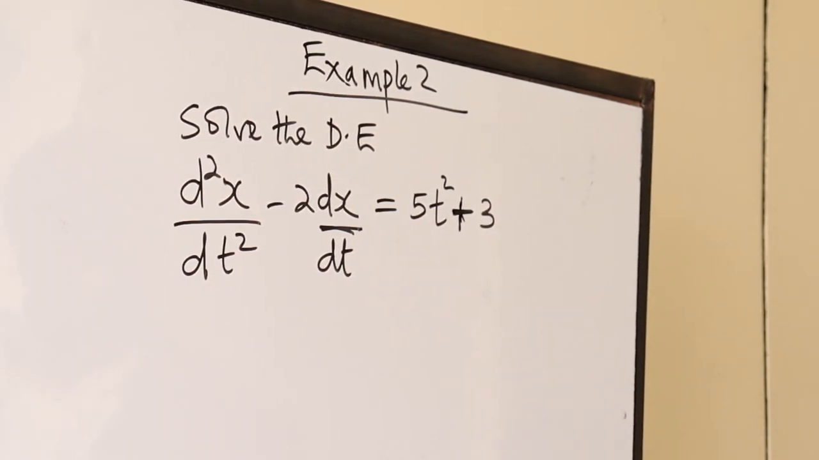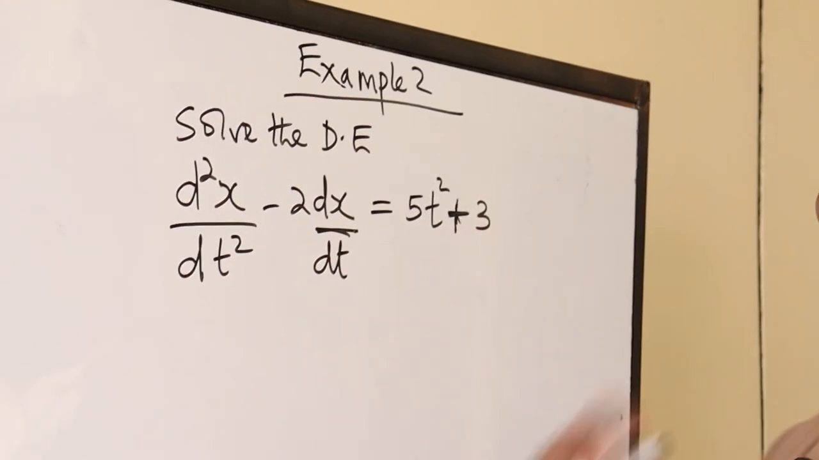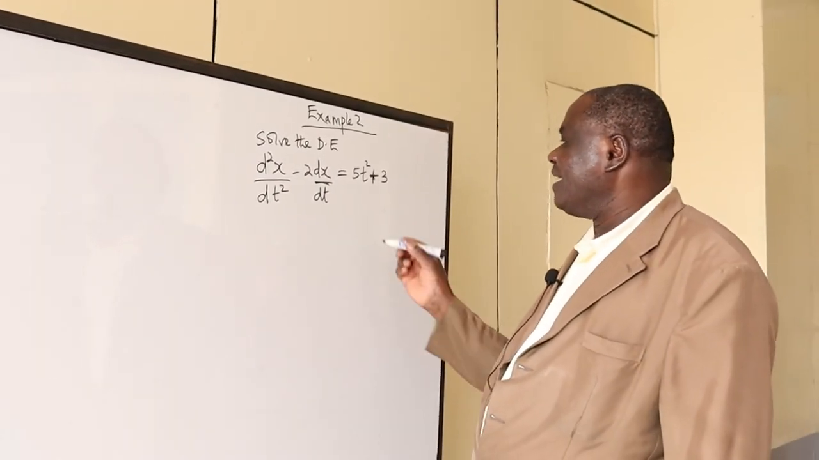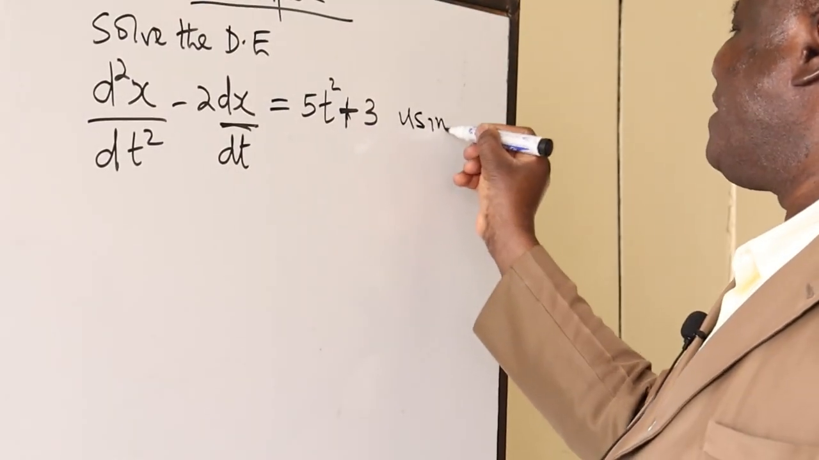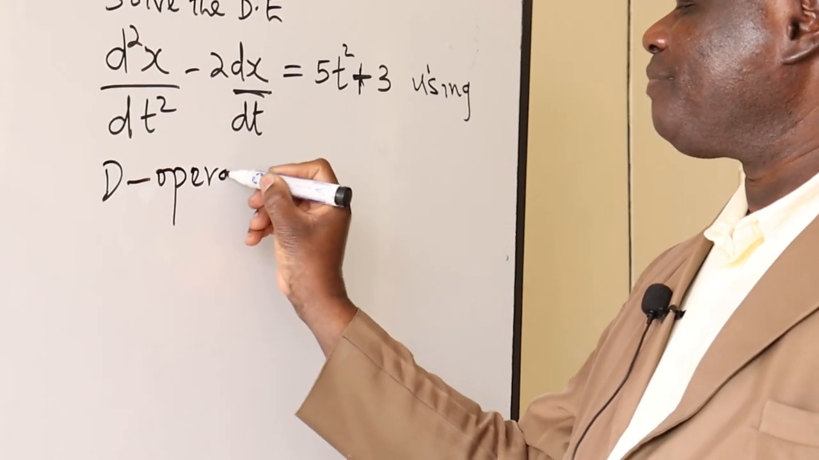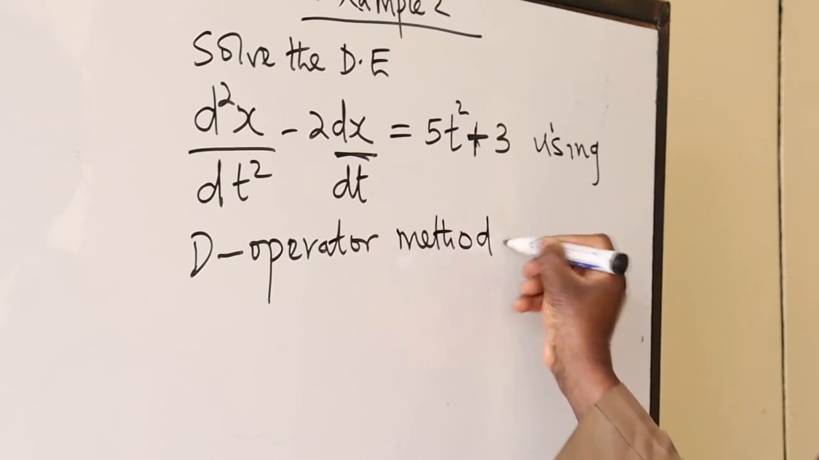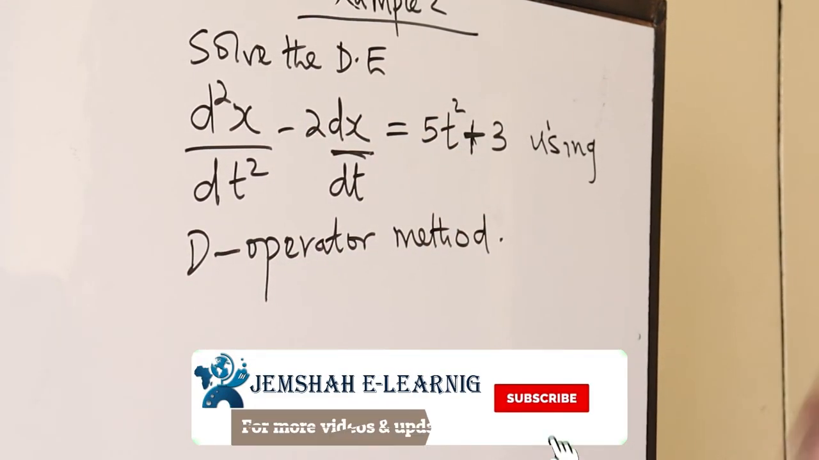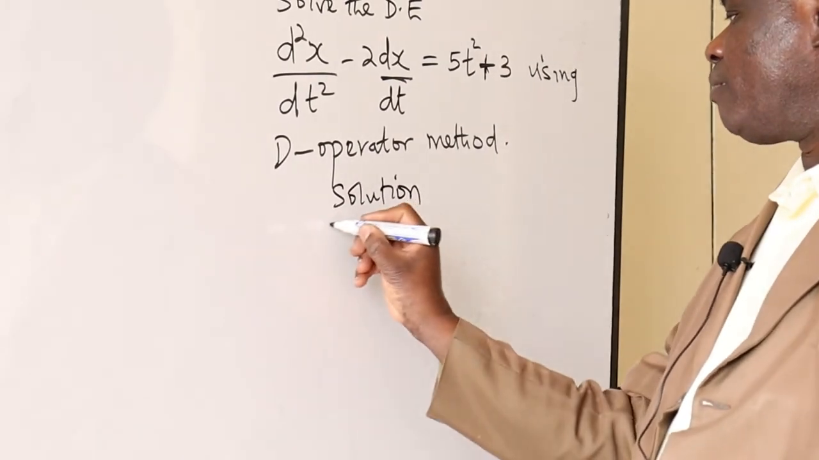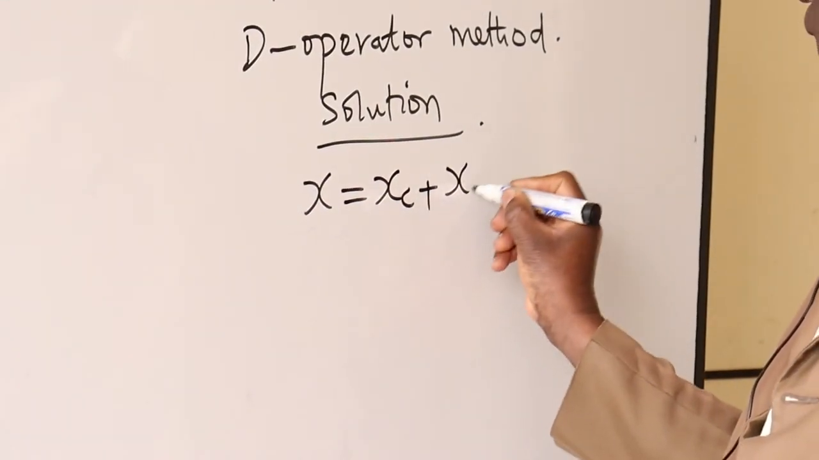So solve d squared x dt squared minus 2 dx dt is equal to 5 t squared plus 3. So we are told to solve that using the D operator method. As we can see here, x is a function of t. So we say in our solution, x will be equal to xc plus xp.